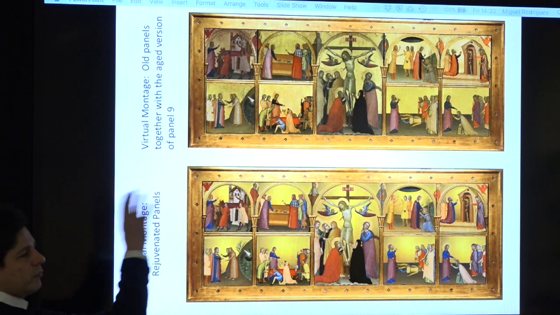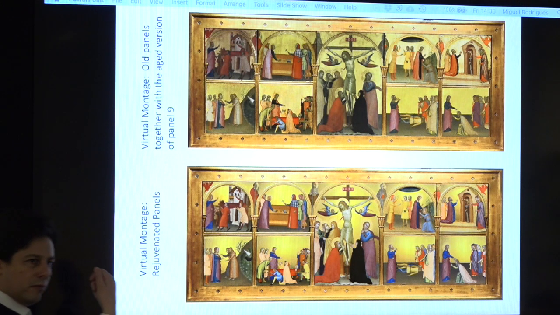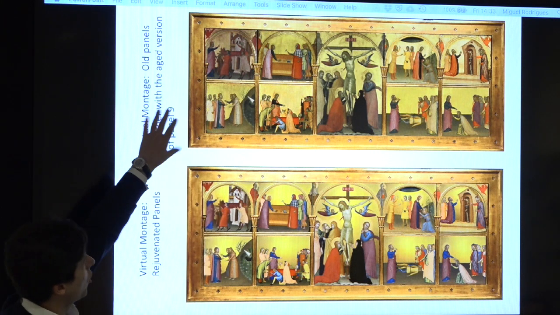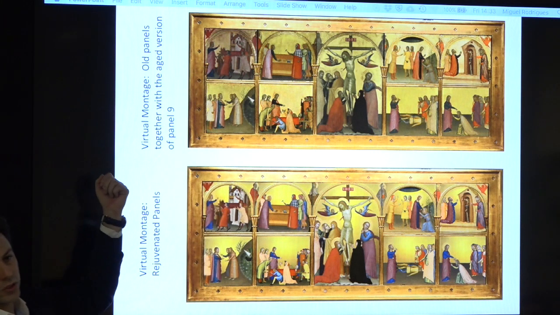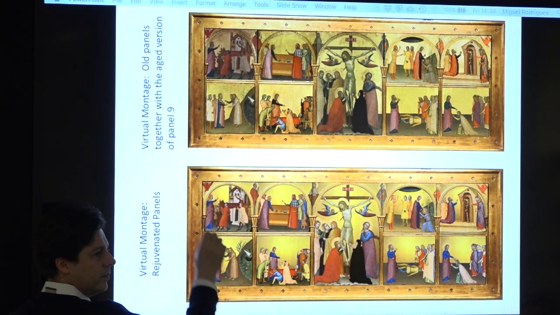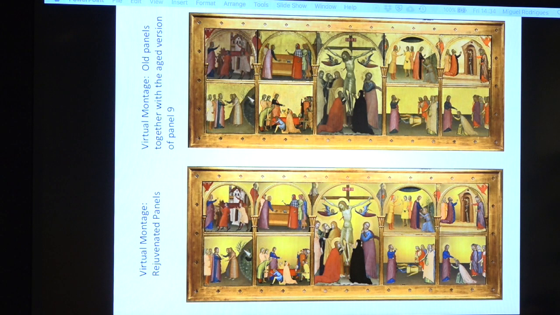So here we've got two versions, or virtual versions, of this altarpiece. So there's the top one. In the top one, we've got a virtual montage. But this virtual montage is one where we have the old versions of the panel, so the original versions of the panel. So you can see that if you compare one to the other, the panels here look much darker than here. So what they have done was the following.